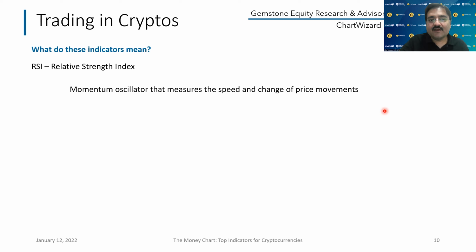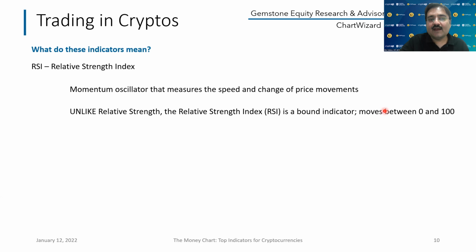RSI, basically, is a momentum indicator that measures the speed and the change of price movements. And unlike relative strength, as I just pointed out, it's a bound indicator, so it moves between 0 and 100. It cannot go infinitely into negative or infinitely into positive territory. Therefore, it is also known as an oscillator. Oscillators are basically bound, they are not unbound. So RSI, unlike relative strength, is a bound indicator which oscillates between 0 and 100.